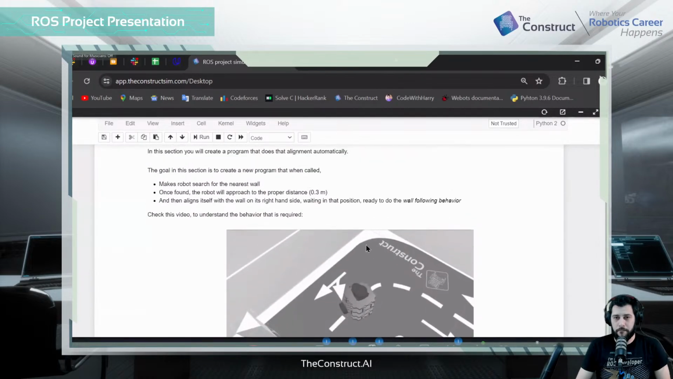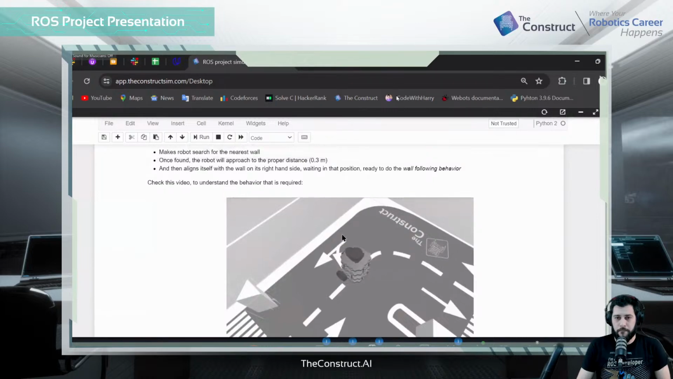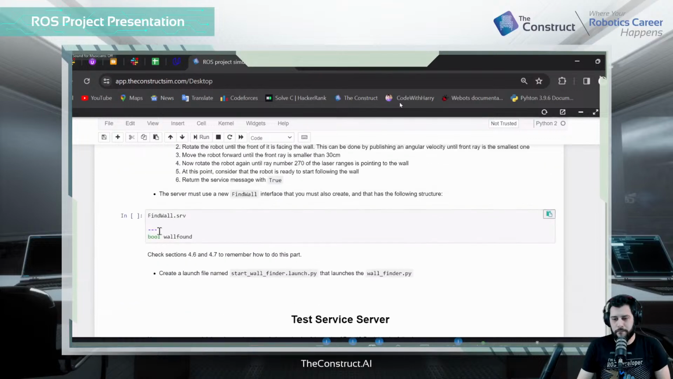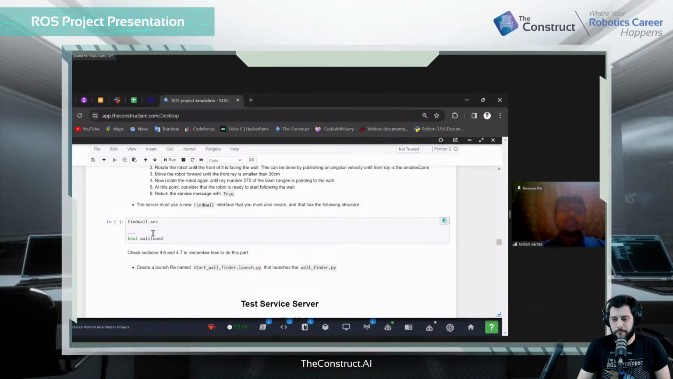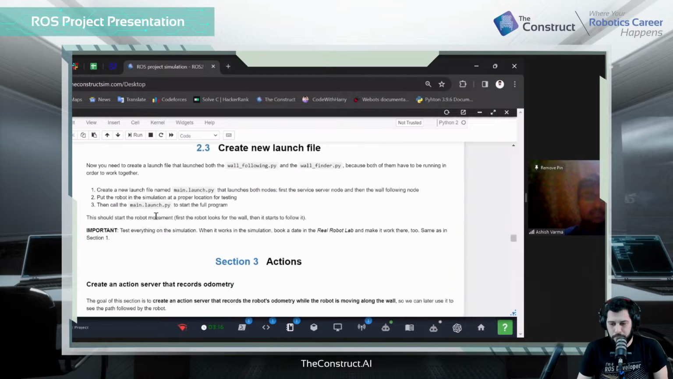The second section is about services. In this section, we'll make the robot find the nearest wall. So whenever you put our TurtleBot at any point in our simulation world, it should go to its nearest wall. So for that, we need to create our custom service, which has an empty request and a bool response. So that is the second section.